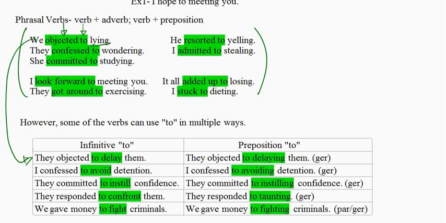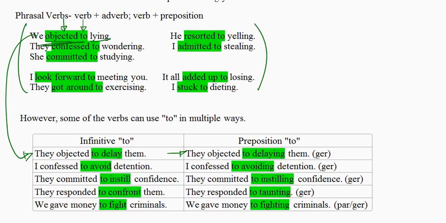So as an example, let's take that same verb objected and try to use it with infinitive. They objected to delay them. So in this case, this is clearly functioning as infinitive to, not the preposition to. And just to be more complete, another example of that, they objected to delaying them. That is an example of where to is functioning as that preposition. So essentially what it boils down to is vocabulary and sometimes meaning.